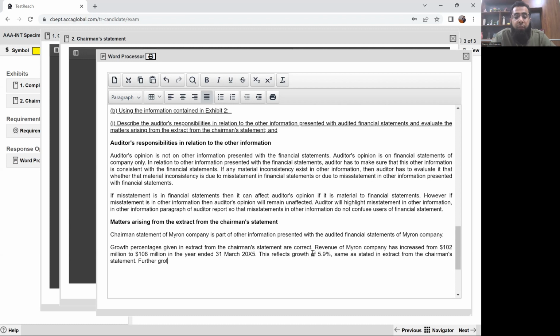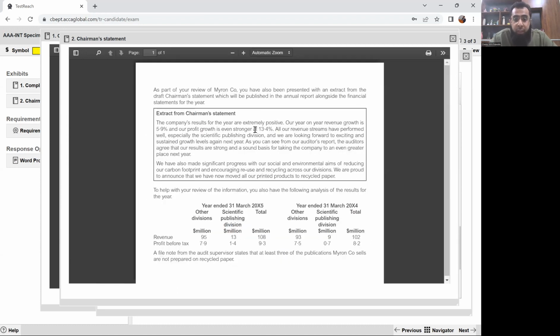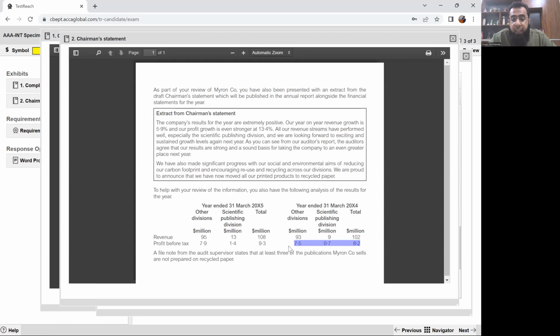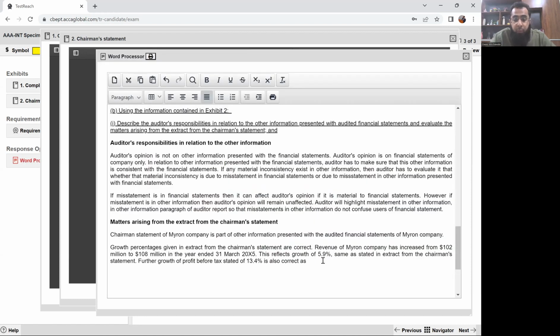Further, the growth of profit before tax stated as 13.4% is also correct, as profit before tax has increased from $8.2 million to $9.3 million in the year ended 31st March 2005. So 9.3 minus 8.2 is 1.1 million, divided by 8.2 million, so it's 13.4%. It is very important that you calculate it and comment that this figure is reported correctly.